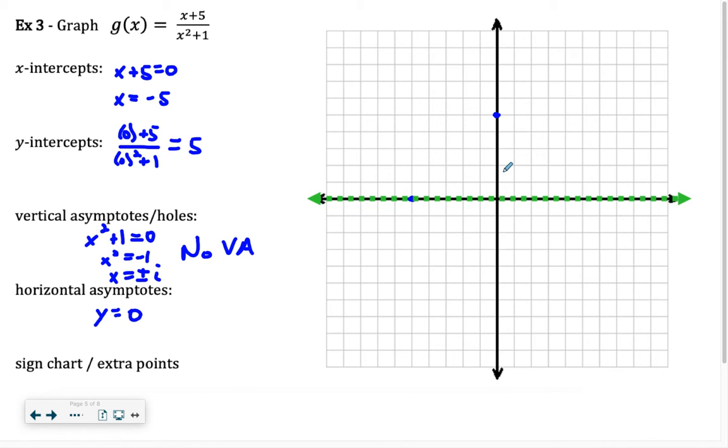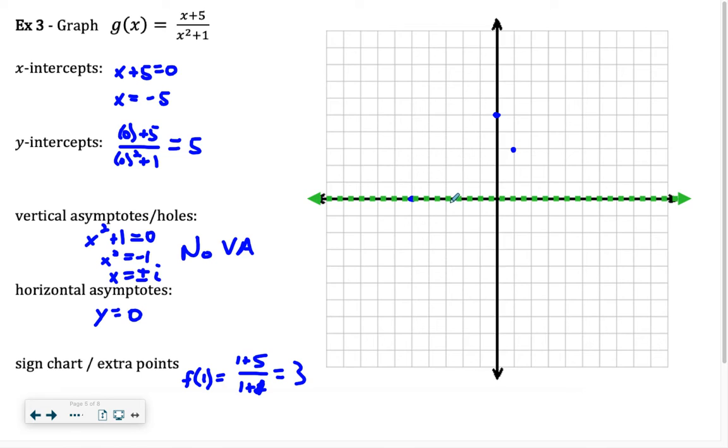let's plug in a few extra points, right? This is kind of weird. We only have a horizontal asymptote, and I'm going to cross it at some point, right? So let's plug in a value over here. Let's plug in 1. So if I plug 1 in, I'll have 1 plus 5 over 1 squared is 1, so 1 plus 2, so 6 over 3. Or I'm sorry, that's 1 plus 1. I was jumping ahead. 6 over 2 is 3. So the point 1, 3 is on my graph.